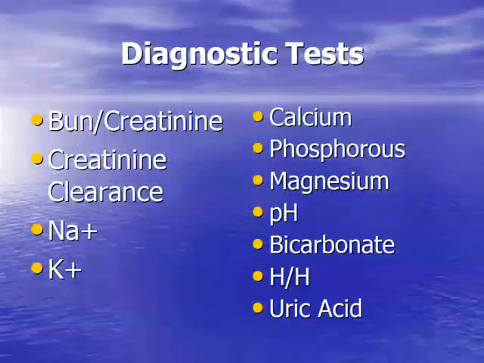Diagnostic tests that support renal failure would be elevated BUN and creatinine, decreased creatinine clearance levels, elevated sodium levels, elevated potassium levels, decreased calcium levels, increased phosphorus levels. Magnesium will be increased. pH is typically going to be acidotic, so decreased. Bicarb will be decreased. H&H will be down, and uric acid levels may be increased with this particular scenario.